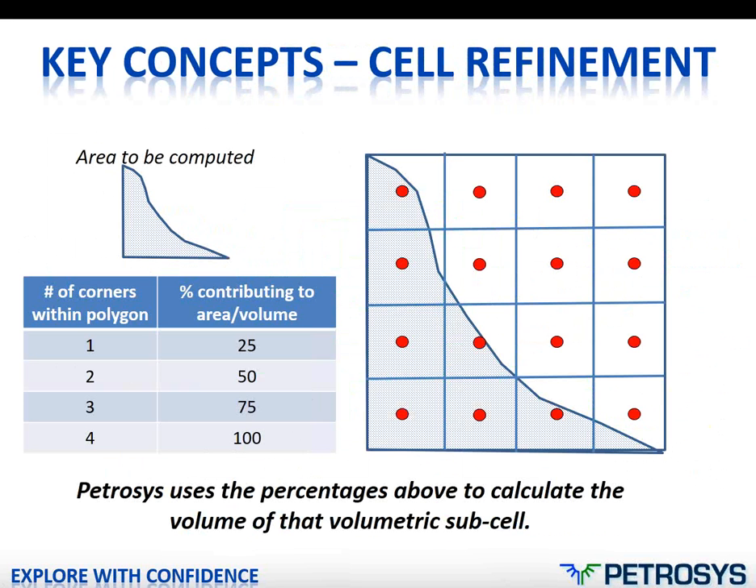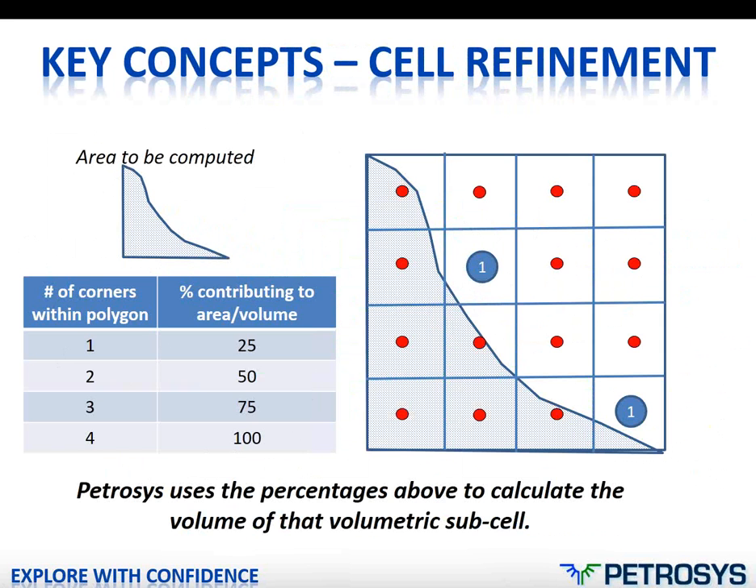So for example, in this particular example we have that grid and an area that we would like to calculate the volumetrics on. If we take the cells that are cut by one corner, we have two cases. In this particular one, according to this table, this subcell will be contributing 25% of the total area. But if we notice, this is a small area, and it doesn't look like 25%. So in this scenario, we will be overestimating the volumes based on this cell size. So it's something to consider when we are choosing a cell refinement.